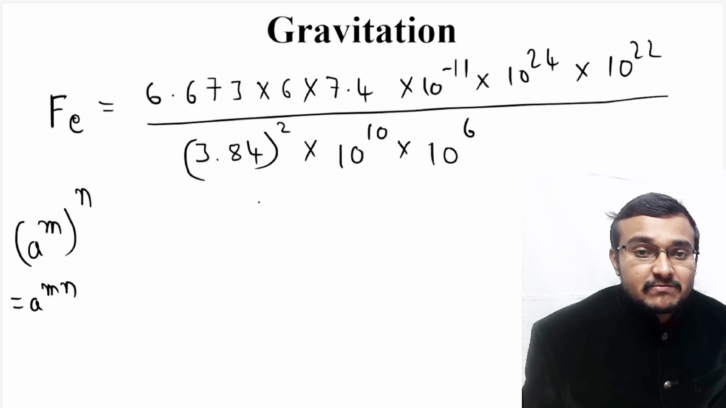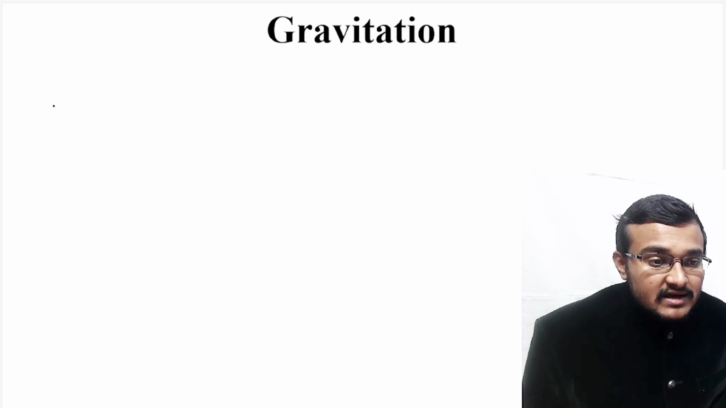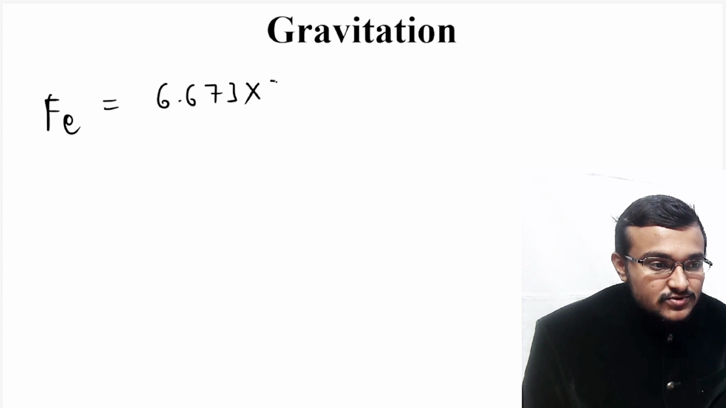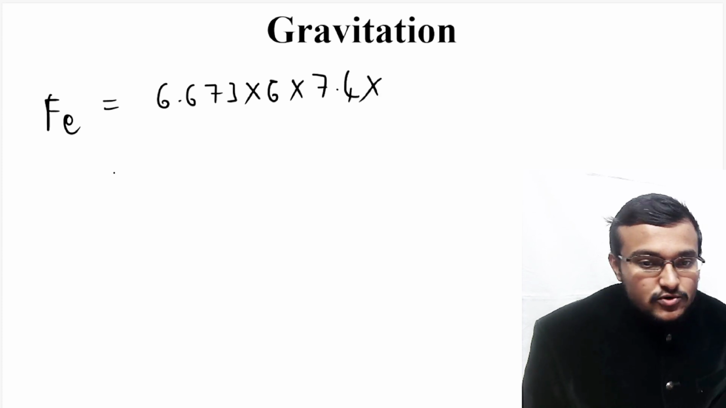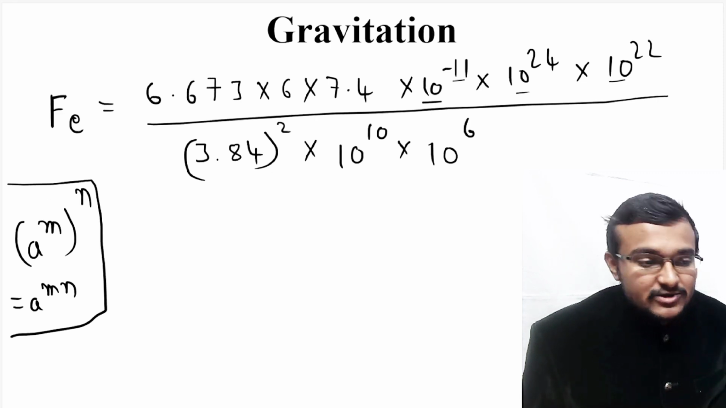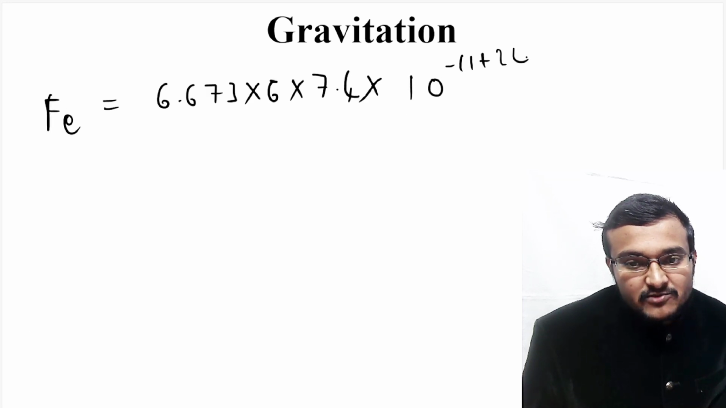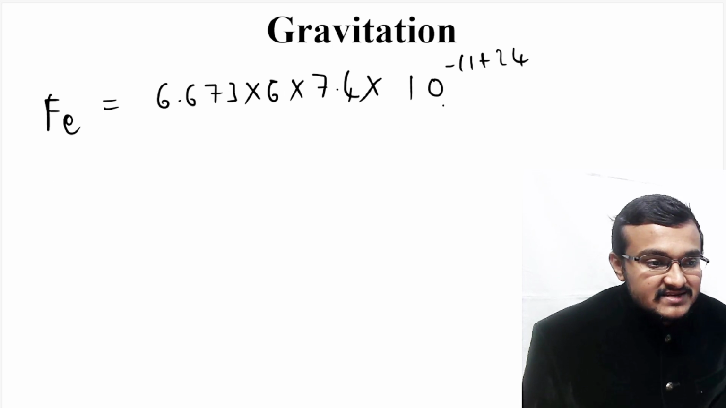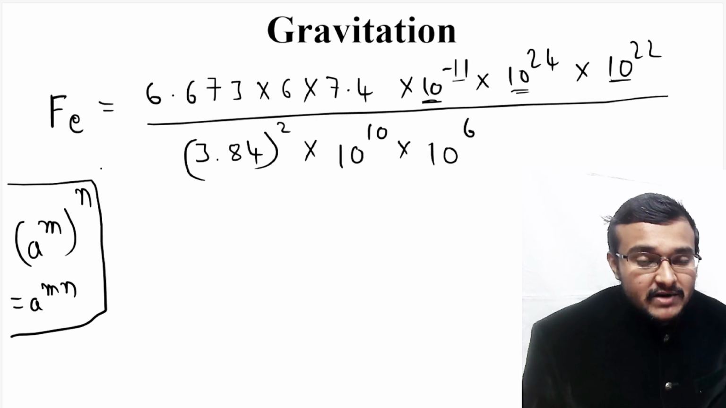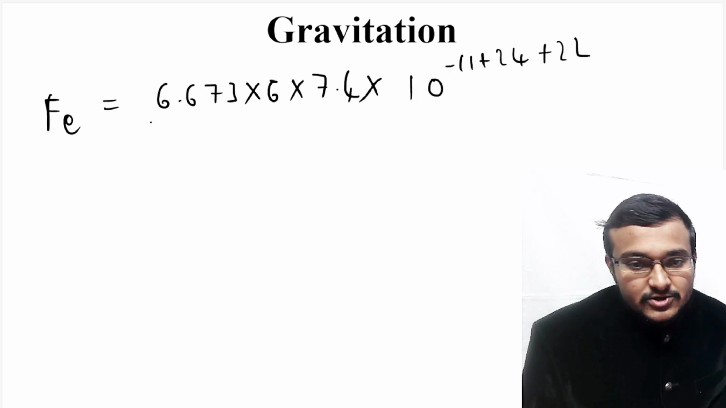So I have separated all these 10 powers to one side. Now let this be in one particular position. Now the gravitational force exerted by Earth on moon is equal to 6.673 into 6 into 7.4 into, we can solve this 10 power. Here 10 power minus 11 is there, 10 power 24 is there, 10 power 22 is there. So you can just apply the exponents rule. Here you can see for all these three, base is same, that is 10, 10, 10. So directly you can add these powers. Minus 11 plus 24 plus 22 will be there.